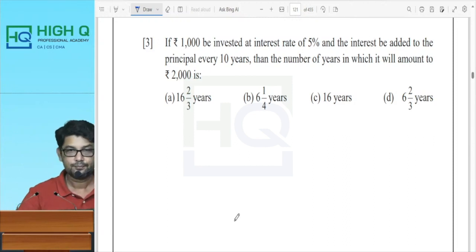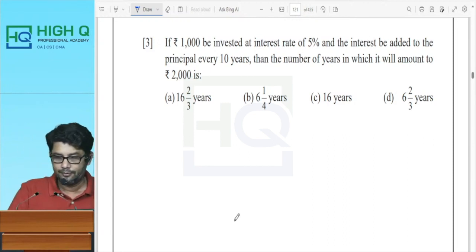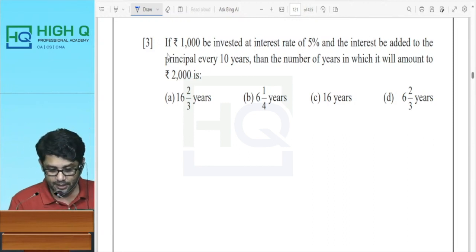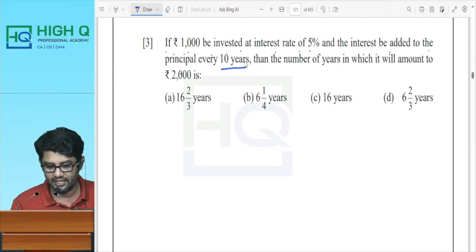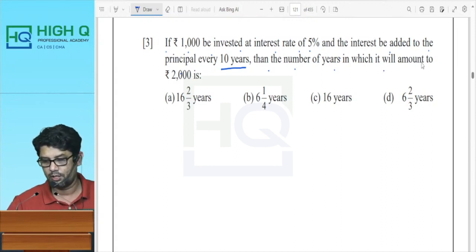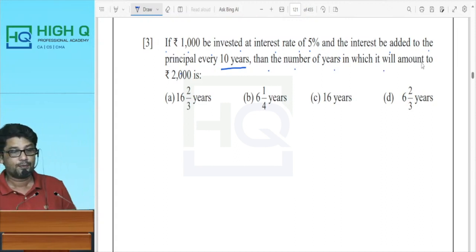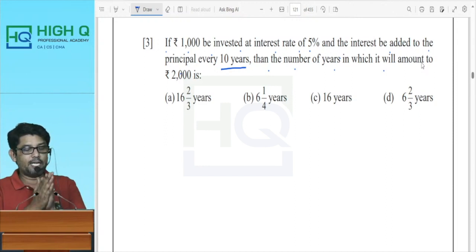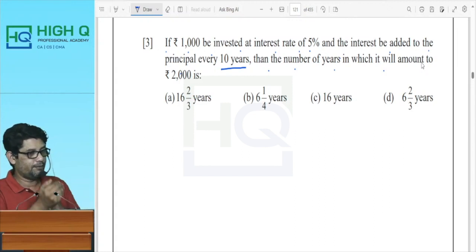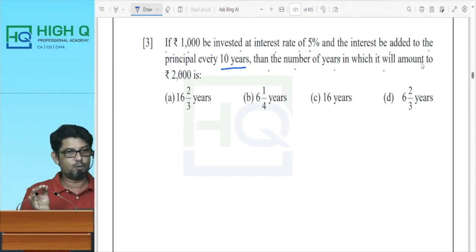Next. If 1000 rupees be invested at interest rate 5% and the interest be added to the principal every 10 years, then the number of years in which it will amount to 2000 rupees is. Now please listen here, my dear. Give me some time to explain this sum because this problem is not like the previous sums. This is a little bit twisted one.